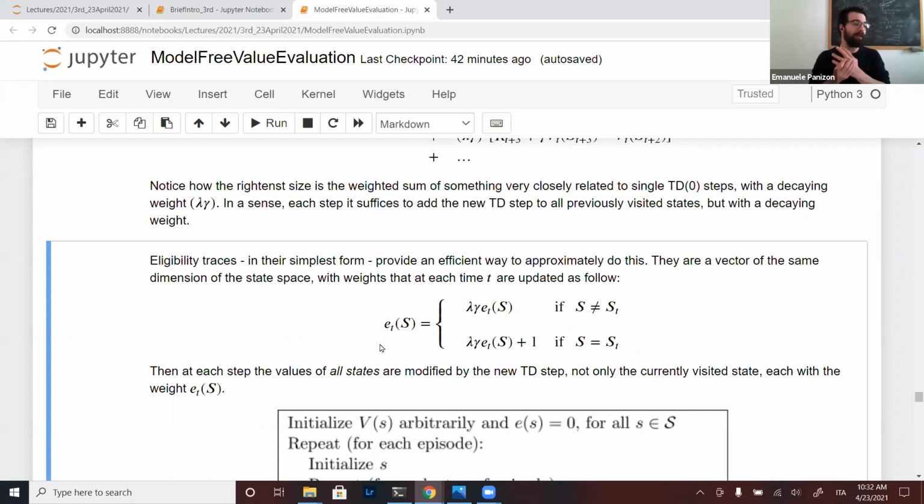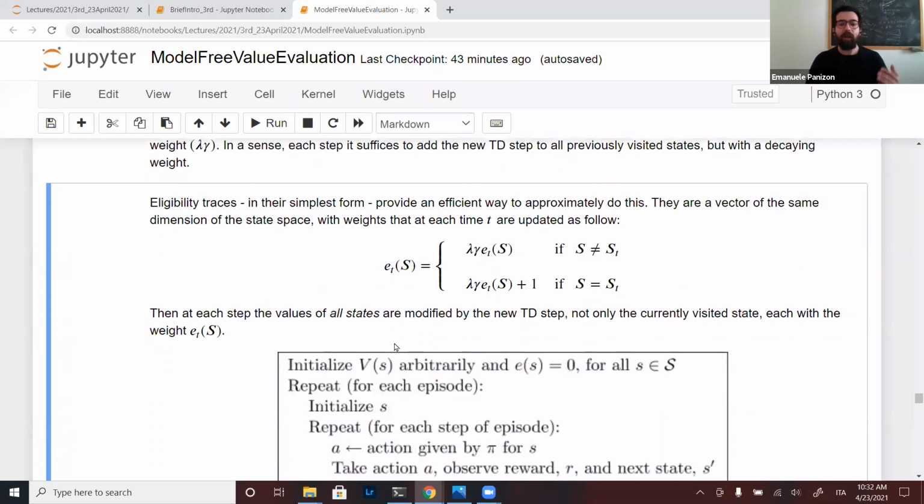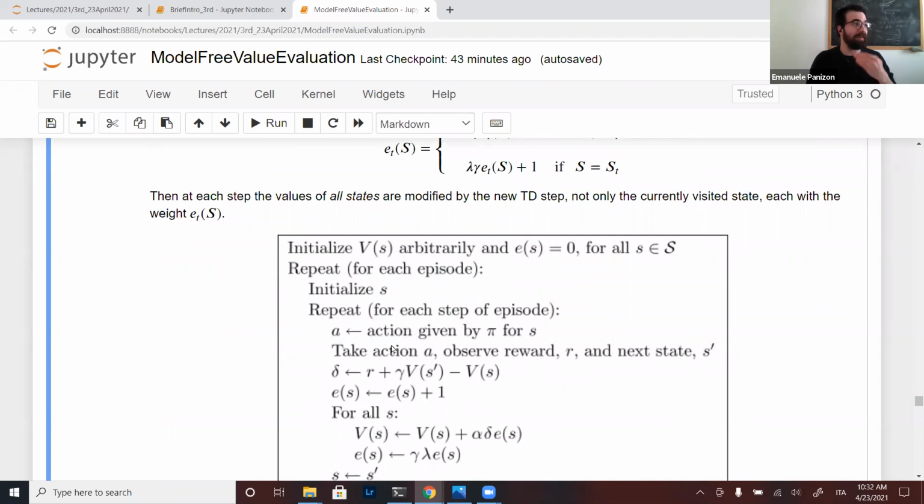This was why I was saying that there is a connection between eligibility traces seen as memory and eligibility traces seen as a way to implement TD lambda. Okay, I hope this was a bit clearer. The nice thing, because up to now it seemed that it was a mess from the point of view of mathematics, is that it's extremely simple to implement eligibility traces, at least in this very simple way.